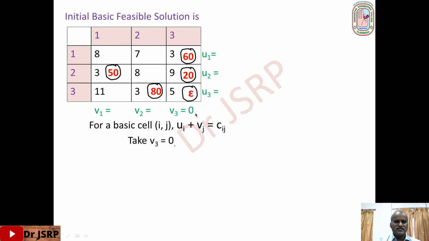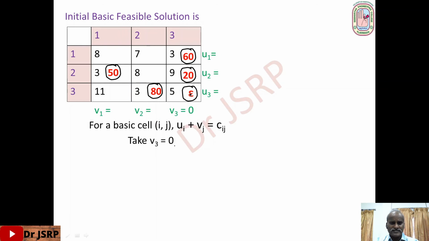It gives some easy simplification. Otherwise, you can take any one. Either you can take U1 or U2 or U3 or V1 or V2 or V3. Among these 6 variables, you can take one variable as some arbitrary constant. That constant may be 1 or 2 or minus 1, 0, whatever. So for simplicity, I take V3 equal 0. By using this value, I calculate the remaining values. So I know the V3 value.